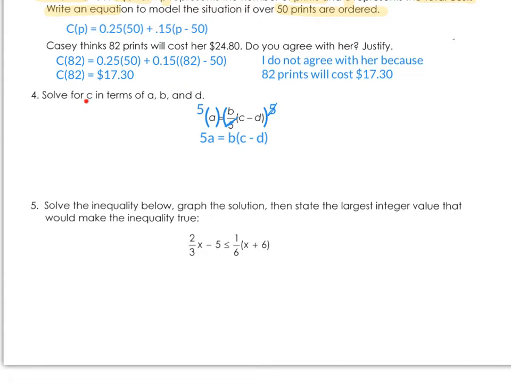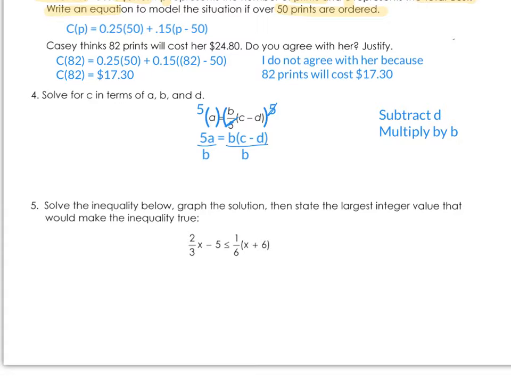Now I need to solve for c. So in order to get c by itself, what's happening to c? Well, we're subtracting d and we're multiplying by b. So I need to do the opposite in the opposite order. So first I'm going to do the opposite of multiply by b, which would be to divide by b.